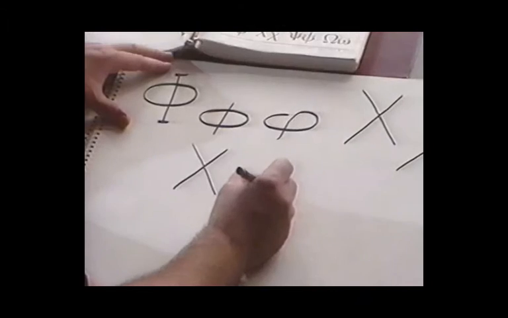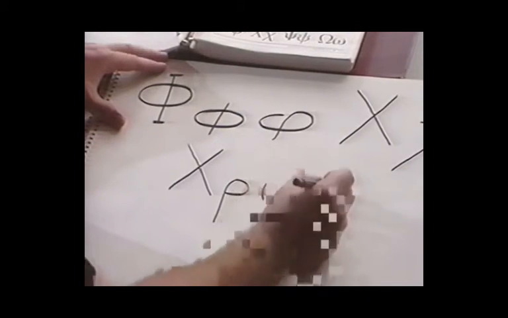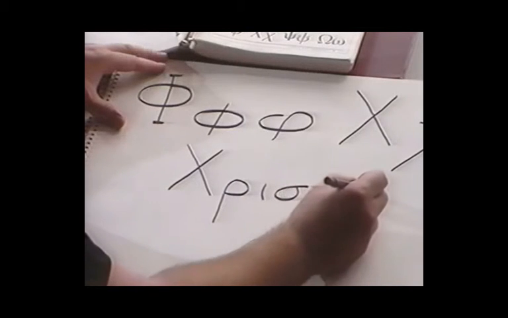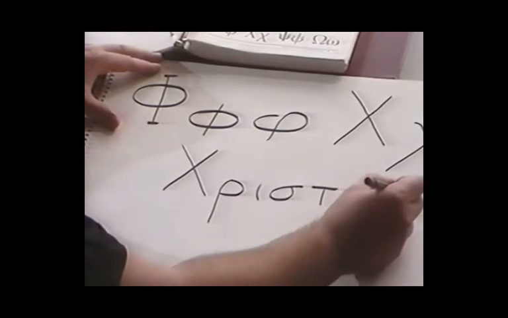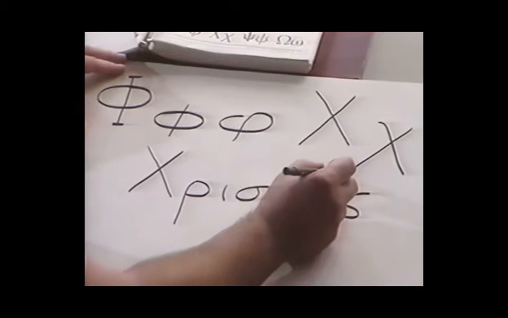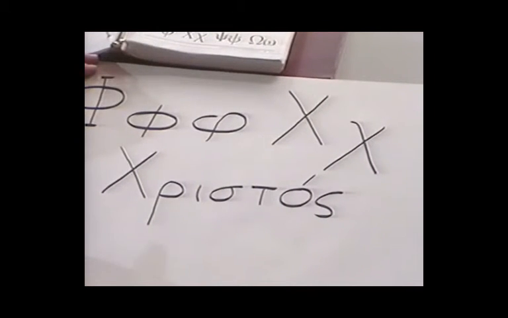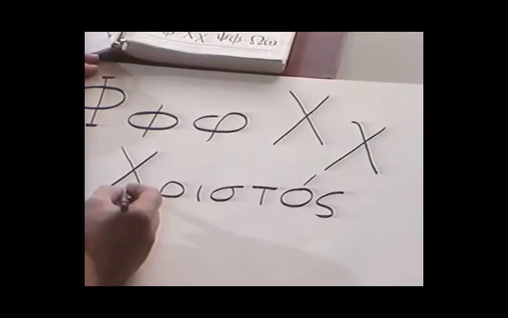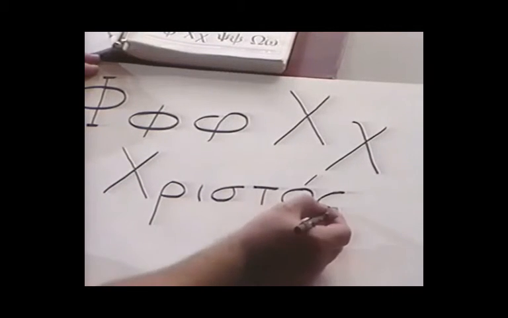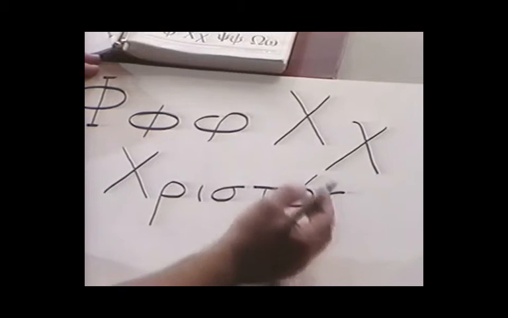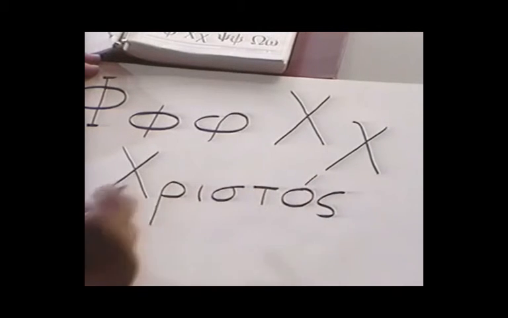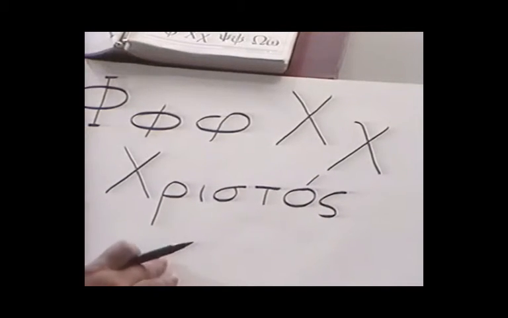In Greek, the word Christ is spelled like this: chi, rho, iota, sigma, tau, omicron, sigma. And then I'm going to put a little accent mark right there, and I'll explain accents later. This is pronounced Christos, Christos. So this letter chi is the CH.